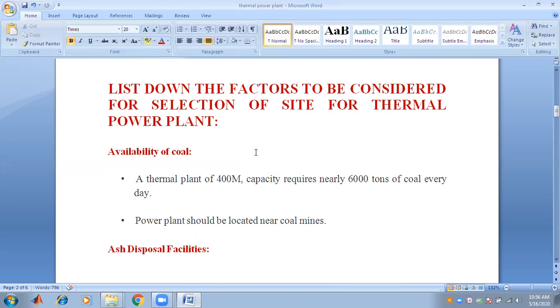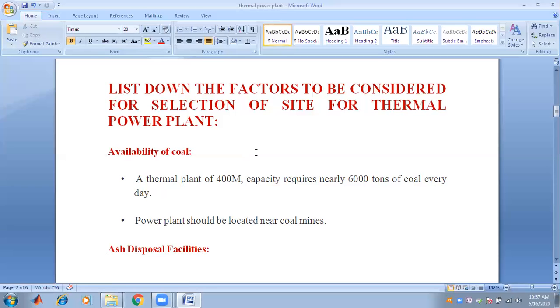So here is the factor: in order to generate 400 megawatt, 6,000 tons of coal are required, and the power plant should be located near the coal mines. Means we have to minimize the transportation cost. The more we can minimize this type of cost for the generation of power, because I am dealing with power generation along with the factor called economic power generation.